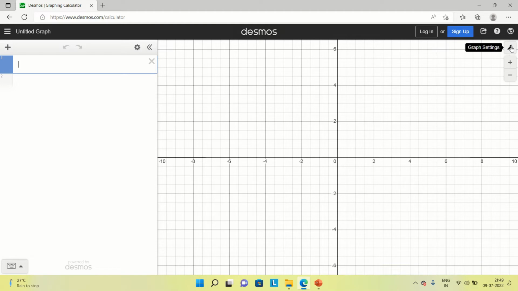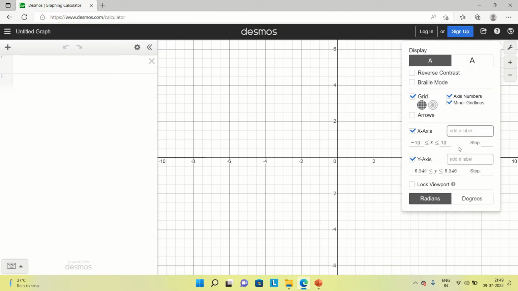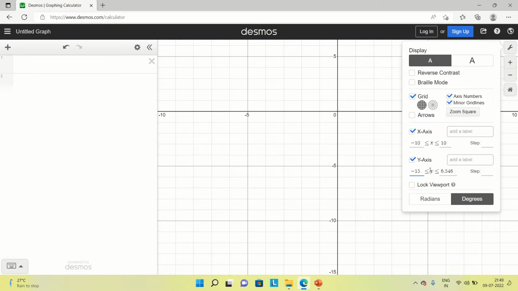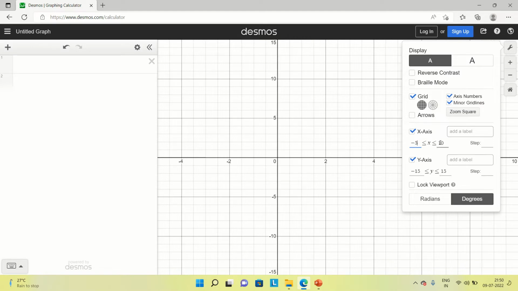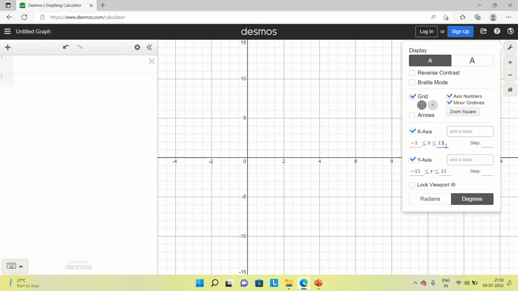Go to graph setting. Select degrees. You can also use radians. As of now I'm going for degrees. According to my example, I have chosen 10 as a magnitude, so the y-axis I am choosing here as 15 in both negative as well as positive direction. X-axis, for the sake of clarity, I am using -5 to +5.